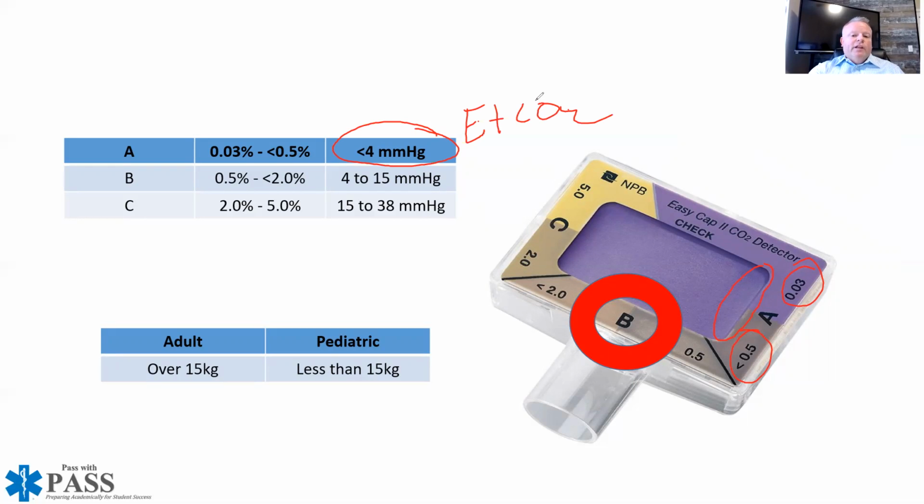If we look at the B area, that is going to give us a reading of 0.5% to less than 2. And that translates to 4 to 15 millimeters of mercury of end-tidal CO2. And then the C category is going to be 2 to 5, and that translates to 15 to 38.